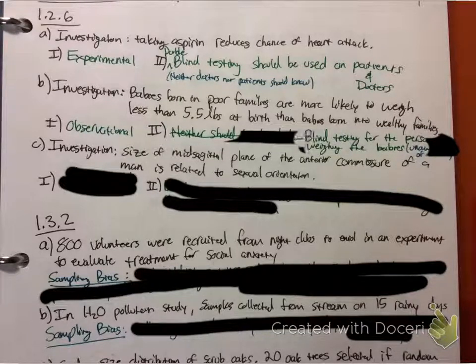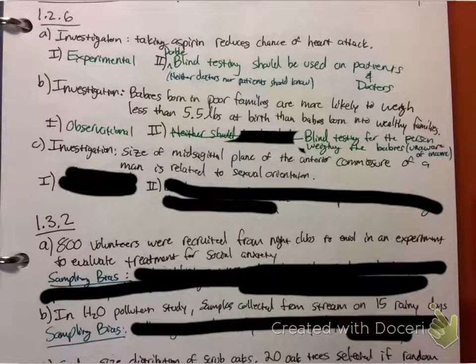Whoops, over here. Blind testing. Pretty much, the person weighing the babies would have to be blind, because if they were thinking, oh, this person is from a poor family, or this is from a wealthy family, they shouldn't know. They should just weigh the baby and be done with it. So they're just unaware of the outcome.